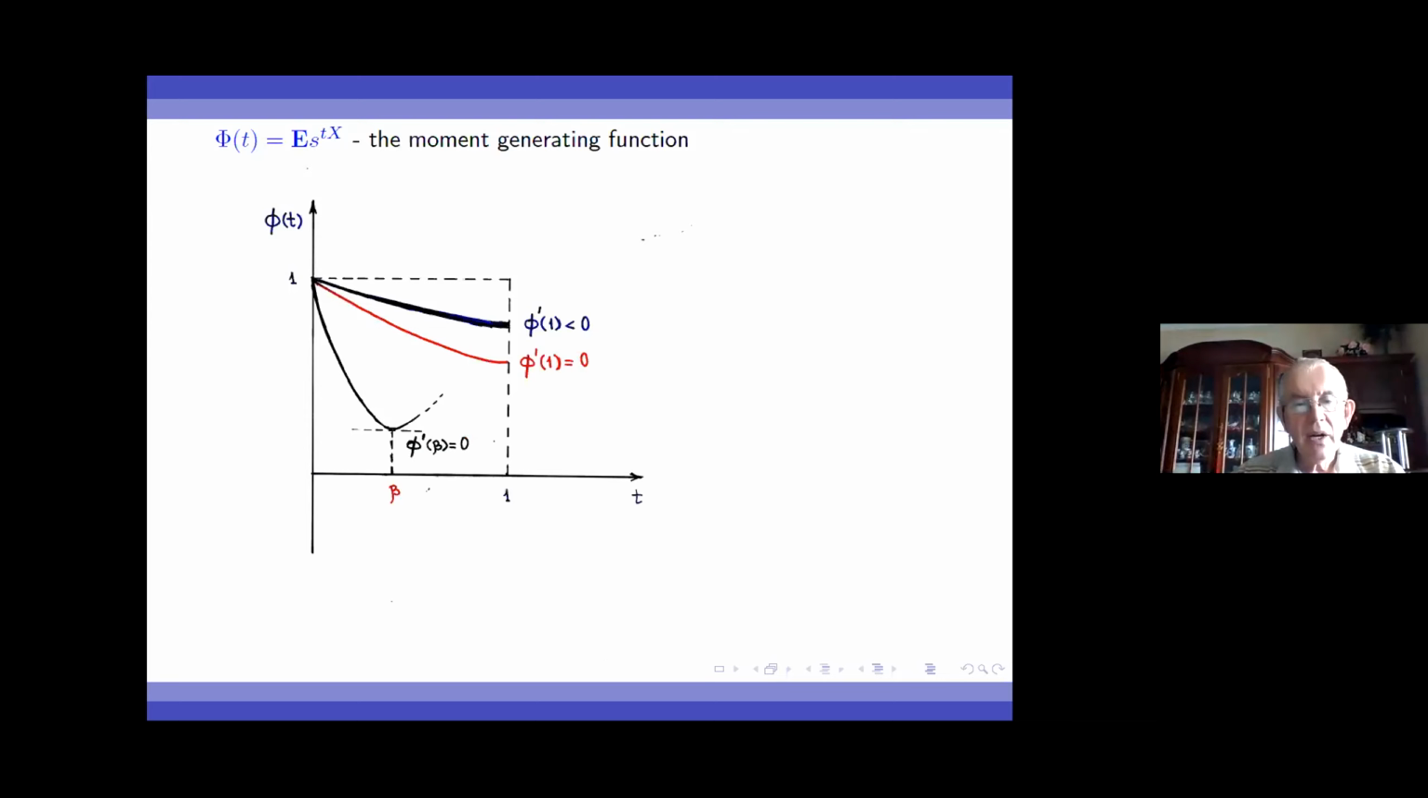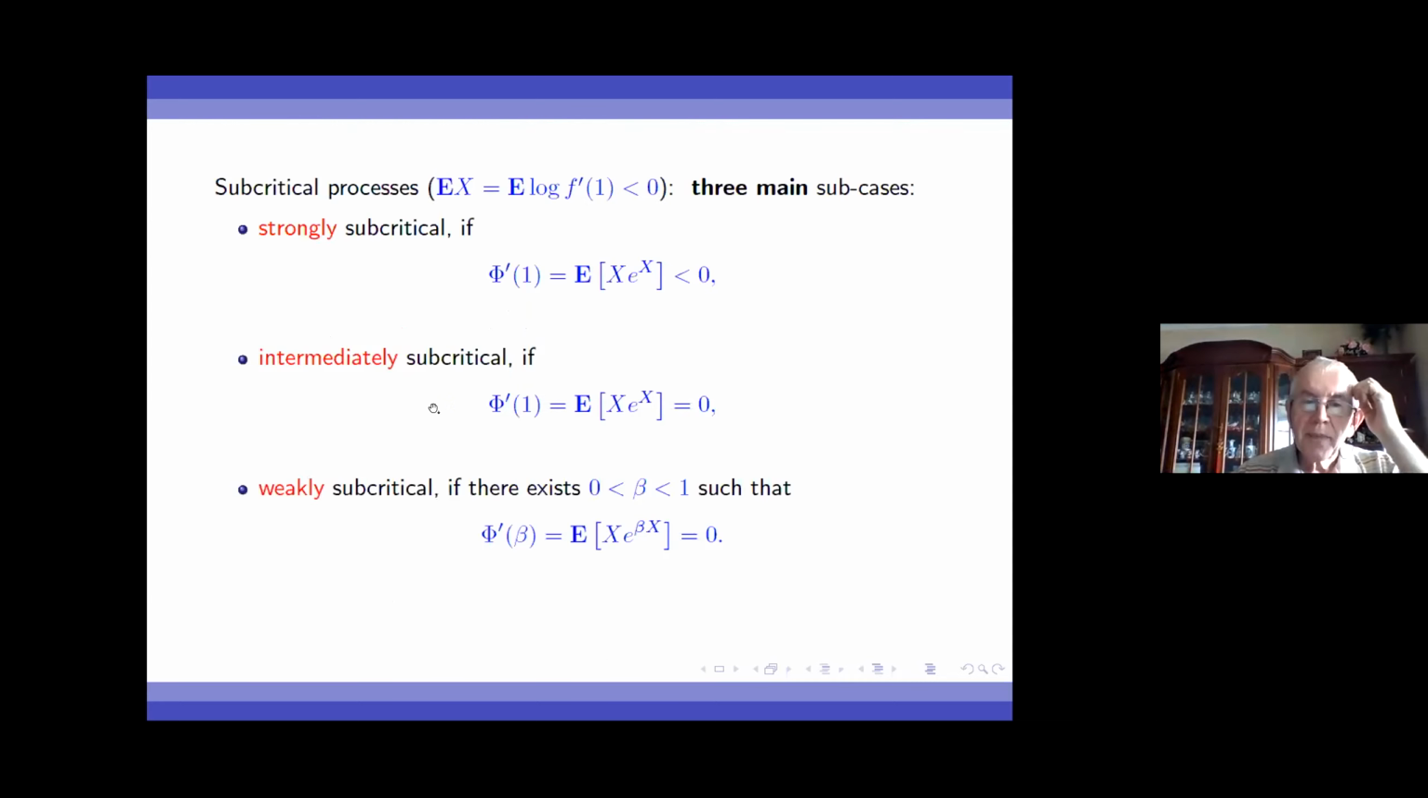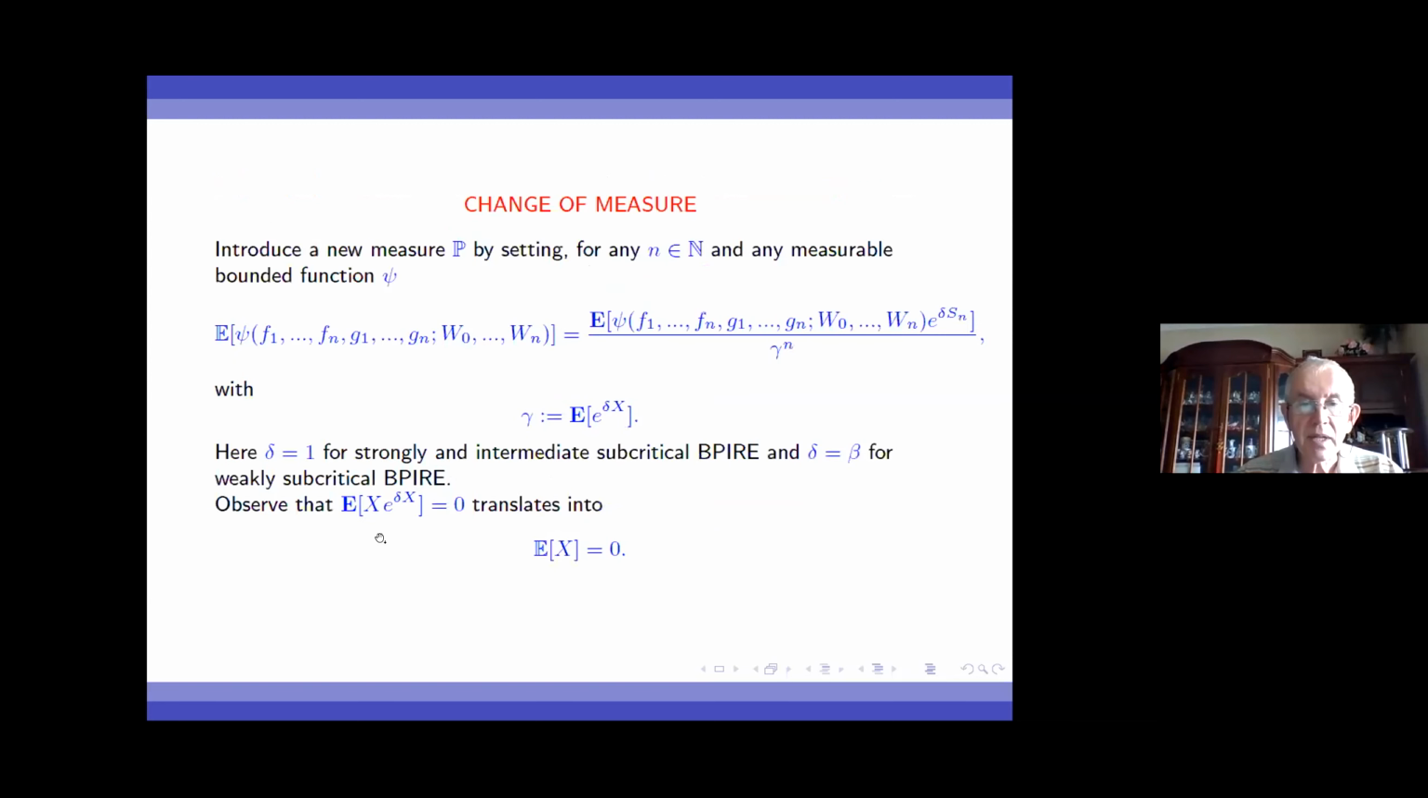I simply list these results, and it will be sufficient to understand them. So this is again a repetition of the classification. We have 3 main subclasses: strongly subcritical, where the derivative is less than 0; intermediate subcritical, where it is equal to 0; and weakly subcritical, where the derivative is equal to 0 for some parameter beta.